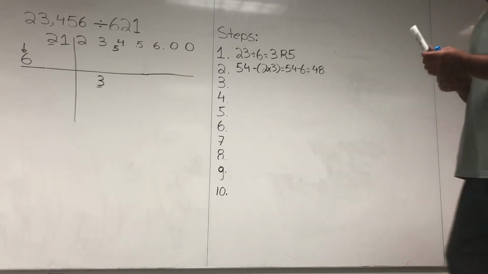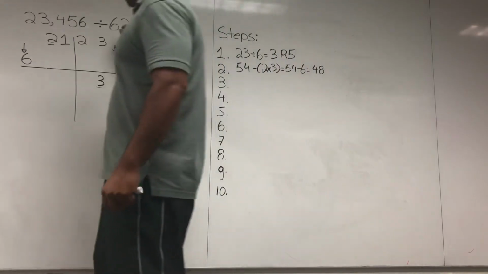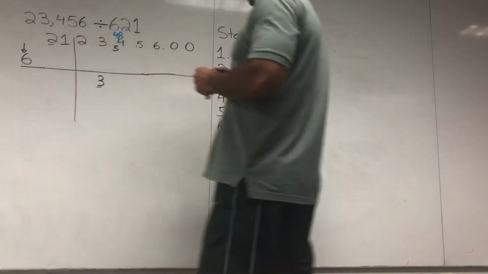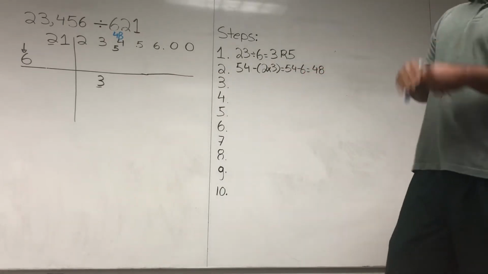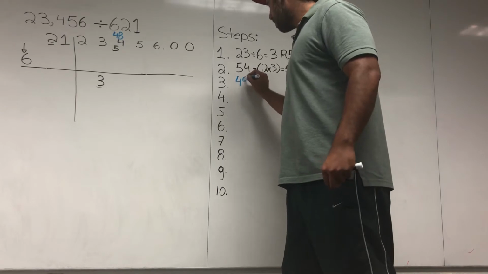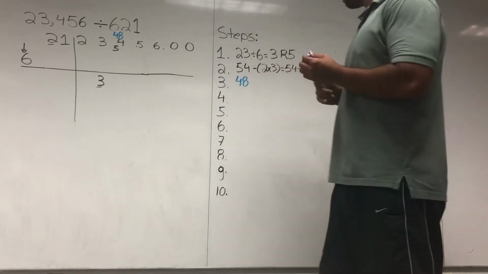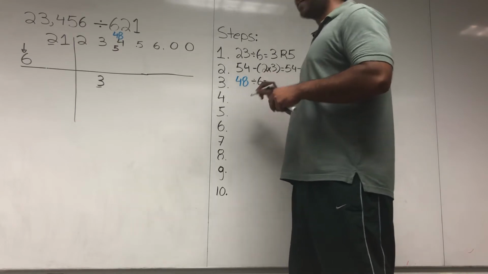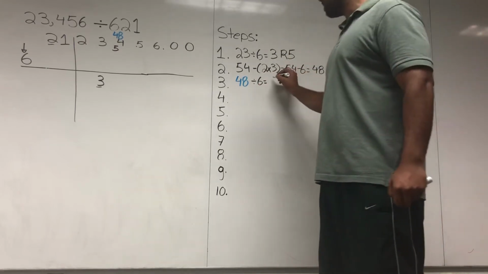Now, that's what we want to think of as the dividend. So this all can be done mentally, but I'm explaining the steps. I'm going to write 48. We want to ask ourselves, how many times does 6 go into 48? So I'm going to say 48 divided by 6. Now, even though the answer is 8, remainder 0, we're going to have to say 7.